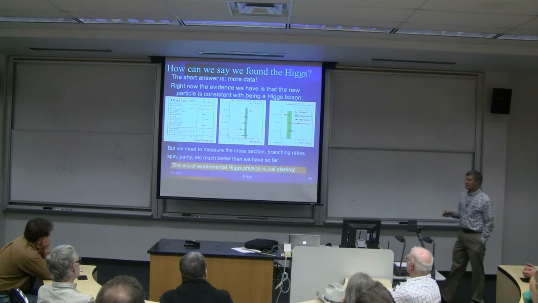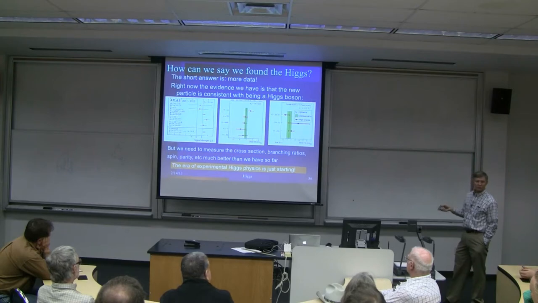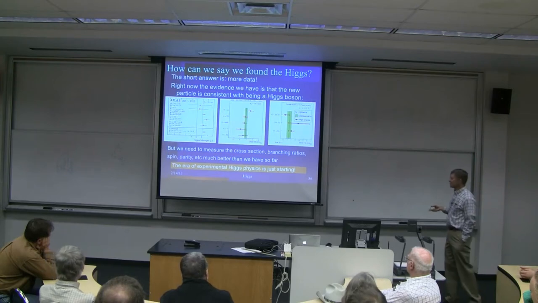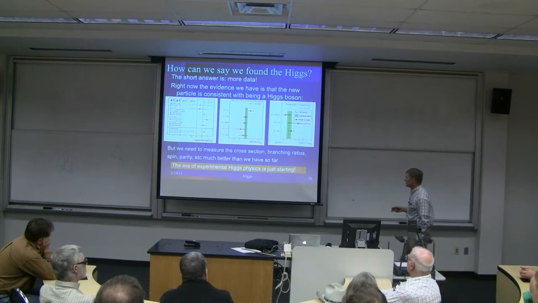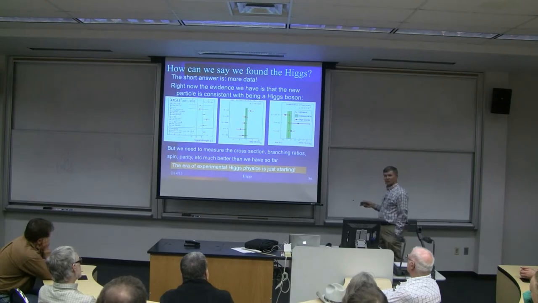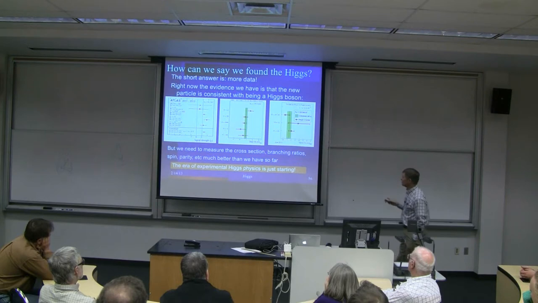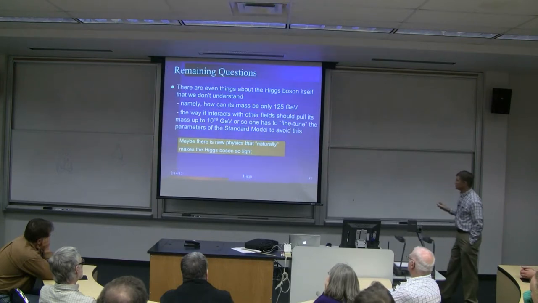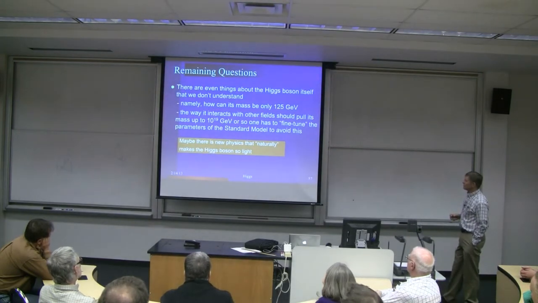So what we need is just more data to measure these cross sections. After we come back at higher energy, we think we'll get about 20 times the data. So we should be able to see whether these points lie on the green curve.